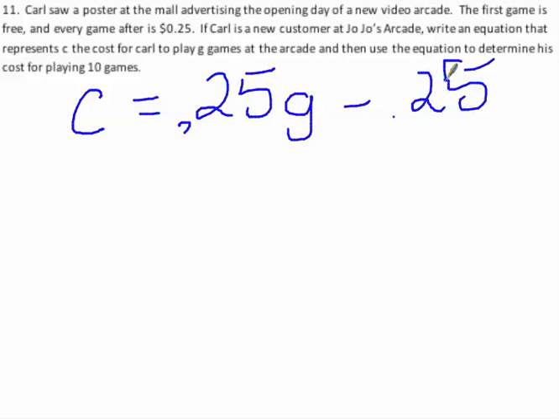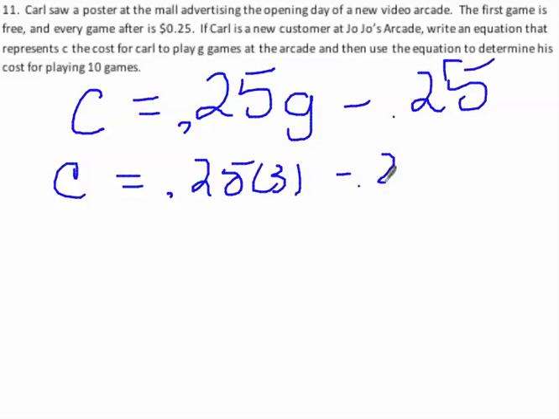Well, let's see if this works. So if he played 3 games and the first one was free, it would be a total of 50 cents because he paid 25 cents for 2 more games. Let's see if that works. So the cost of 3 games, 0.25 times 3 minus 0.25 comes out to be 50 cents. And that makes sense because he should be able to play 3 games for 50 cents if the first one's free.